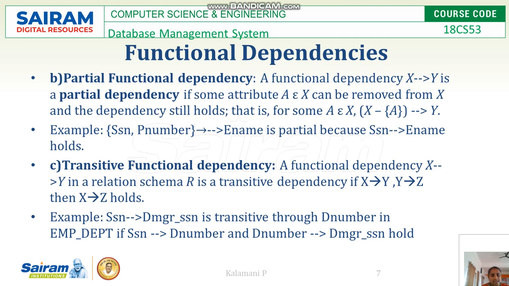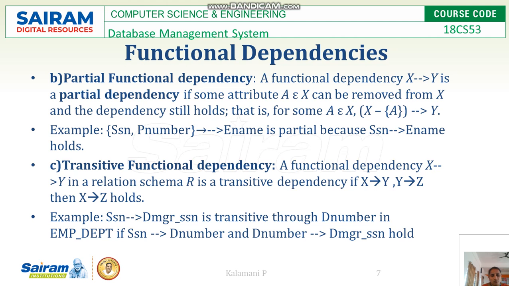The next one is transitive functional dependency. From the name itself, transitive means, if X equals Y and Y equals Z, then X equals Z. That is the general transitive concept. Here we are applying the transitive concept in functional dependencies. We have X, Y, Z, 3 sets of attributes. A transitive functional dependency is defined as: if X determines Y and Y determines Z, then X determines Z. That means if X functionally determines Y and Y functionally determines Z, then X functionally determines Z.